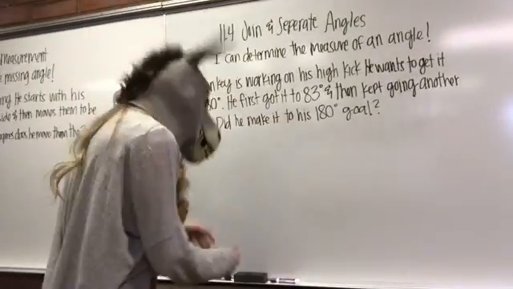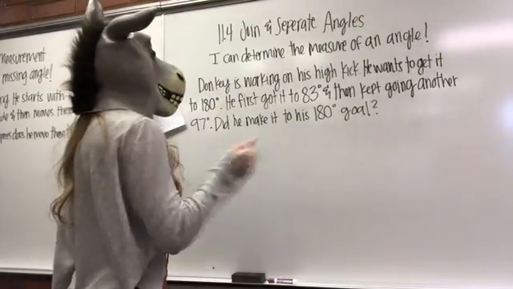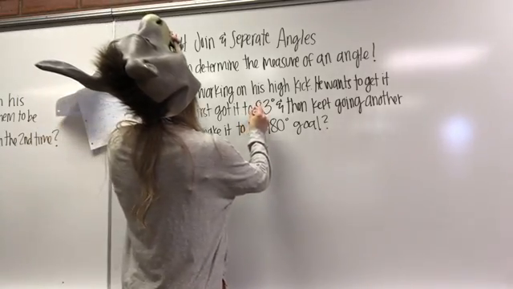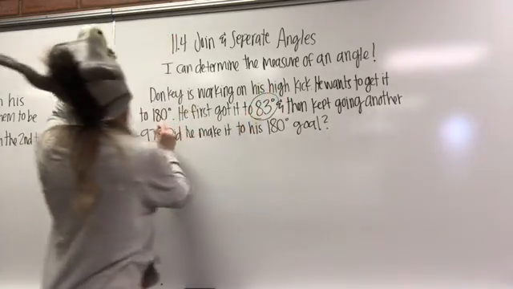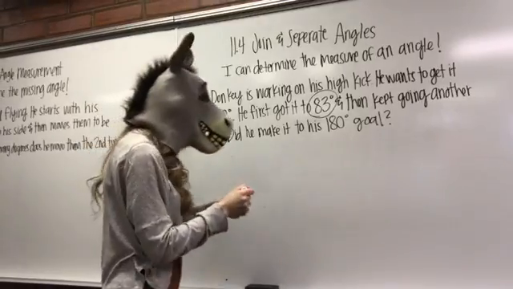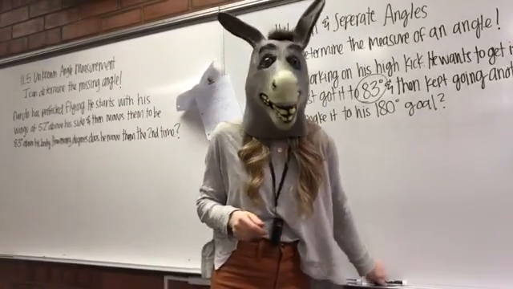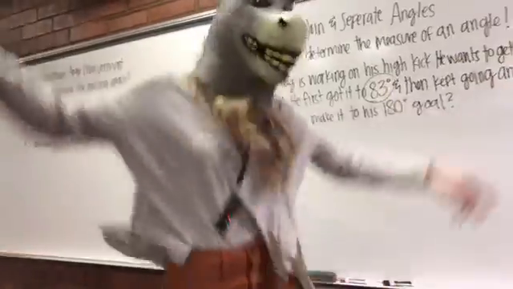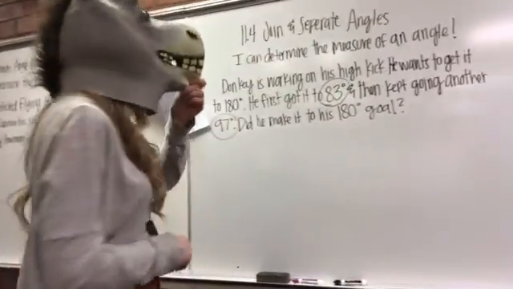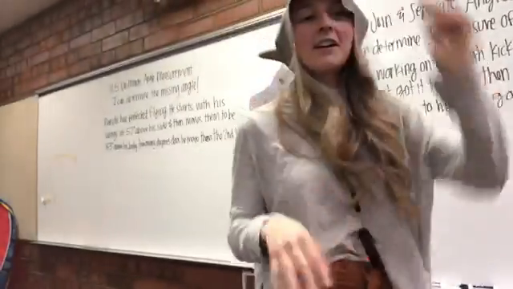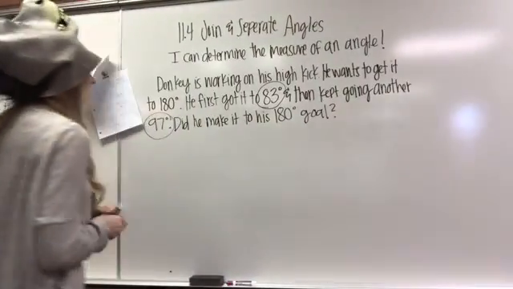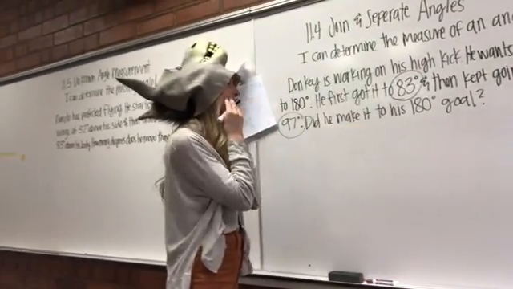So at first when I kicked, I got to 83 degrees and then I kept going another 97 degrees. Okay, this isn't going well, but I'll go back to my donkey in a second. Did I make it 180 degrees?